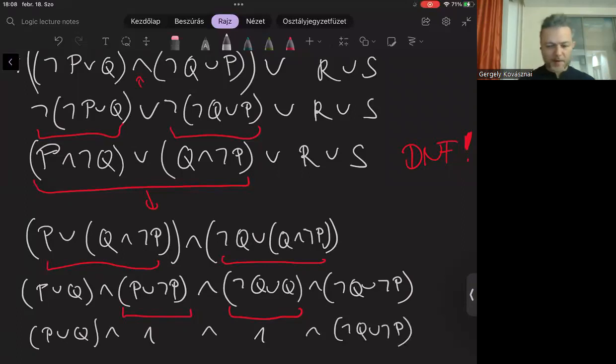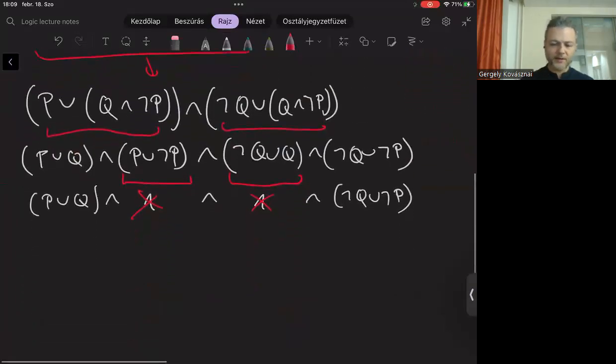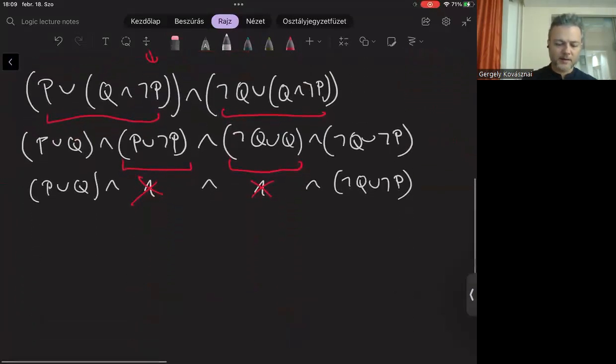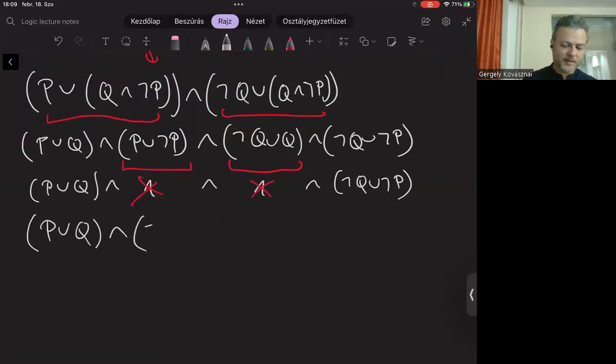Well, you probably remember that we have a simplification rule, which simplifies such formulas to 1, both of them to 1. So basically what I get is P or Q and 1 and 1 and not Q or not P. And you should also remember that whenever you have a conjunction like this and any of the elements is 1, then you can remove them. They don't do anything inside a conjunction. So finally, we get a simple conjunction with 2 clauses, basically, and this is it.